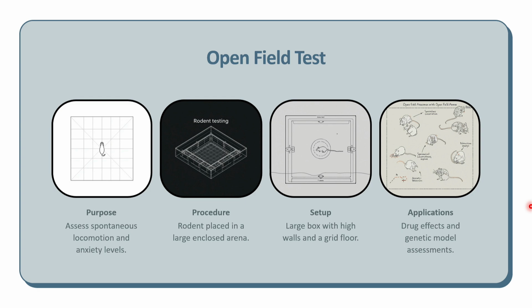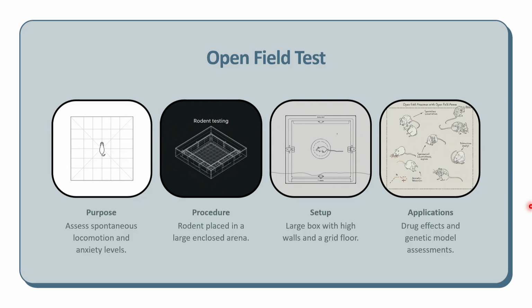So this slide shows the setup of an open field test. This is the most basic and common test that is done for any kind of animal experiments concerning the brain, obviously. This test tells us about the normal, exploratory behavior of an animal. The purpose of the test is to assess spontaneous locomotion and anxiety levels.